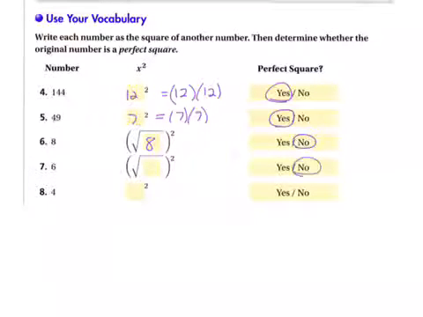6 is not a perfect square. Again, 6 does equal the square root of 6 squared because the radicand and the squared undo each other, but 6 is not a perfect square. 4 is a perfect square because 4 equals 2 squared, or 2 times 2.